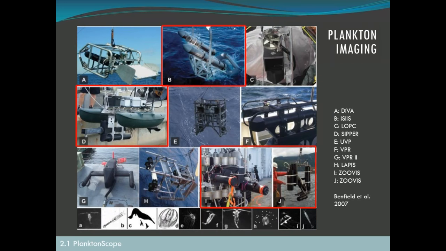Just to give a brief idea, here are all different kinds of plankton imaging systems that are available. I highlight a few in the same category as the one we are using, which use the same principles. Those are called shadowgraph imaging systems. The working principle is relatively simple: if you use a flashlight and stand between the flashlight and the wall, you leave a shadow on the wall.